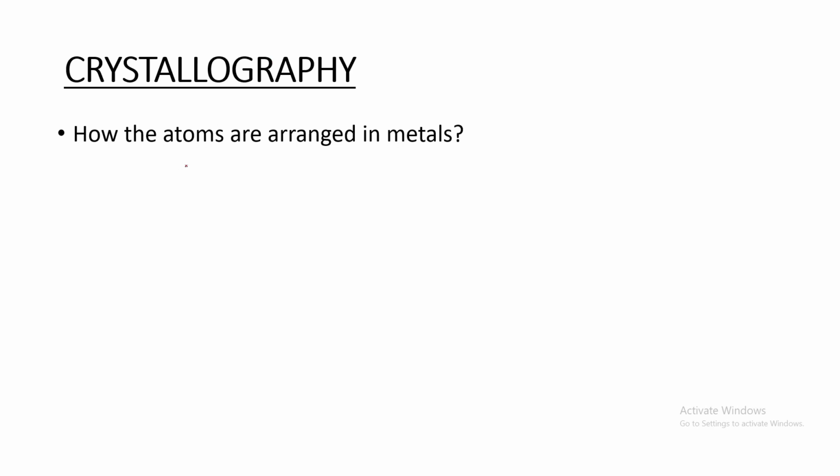Geometry mainly deals with how the atoms are arranged in the metals. So let us see how the atoms are arranged in a material. You can find an ordered arrangement of atoms or a disordered arrangement of atoms. So depending upon the materials, it will be different. Mostly in metals, you will find an ordered arrangement of atoms.